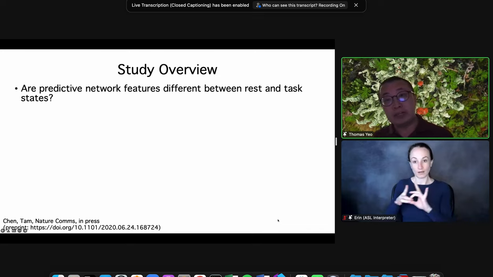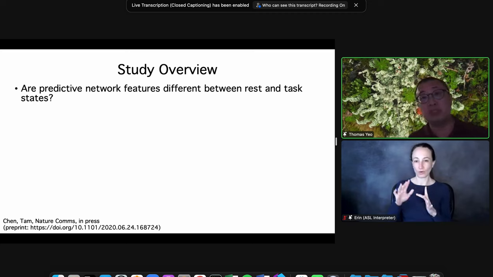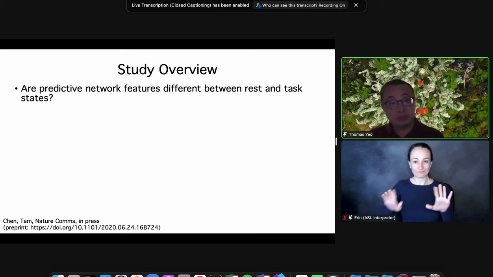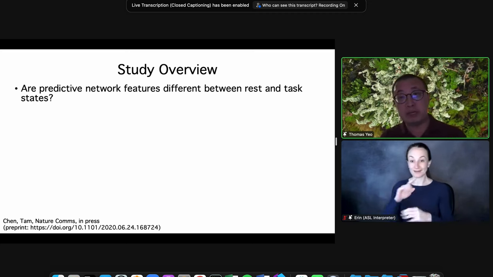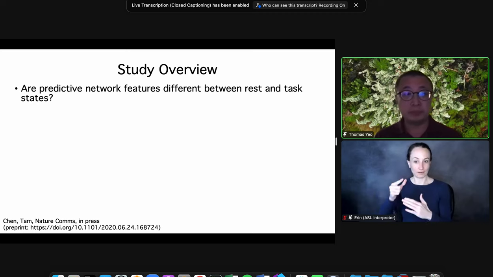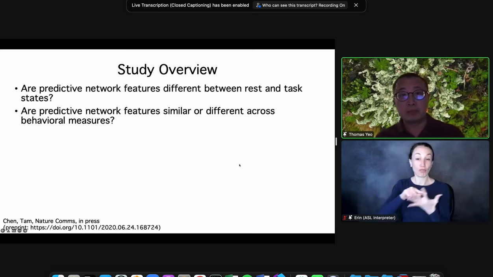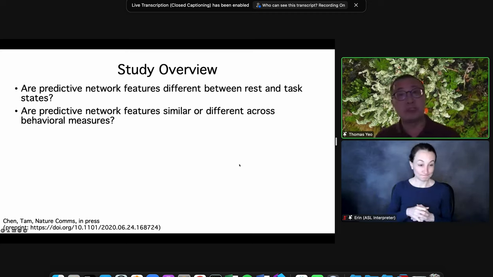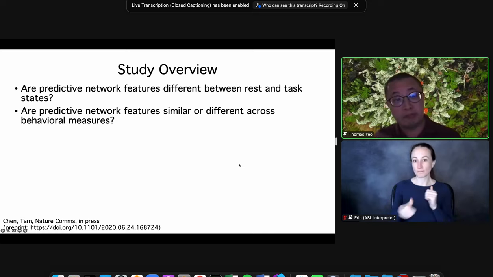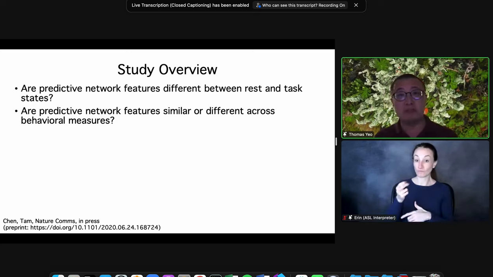So we wanted to find out whether network features that are predictive of behavior are different between resting and task states. Given that task state functional connectivity is better at predicting cognitive performance, perhaps very different features are being utilized for prediction. Furthermore, most studies focus on the prediction of a particular behavior measure, such as fluid intelligence. So we also ask the question of whether predictive network features are similar or different across behavioral measures.